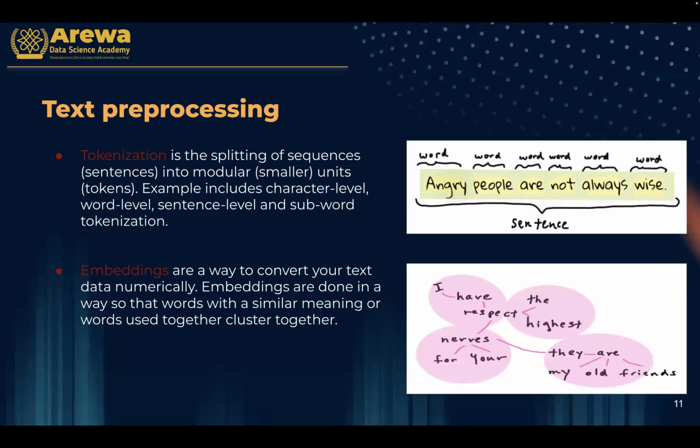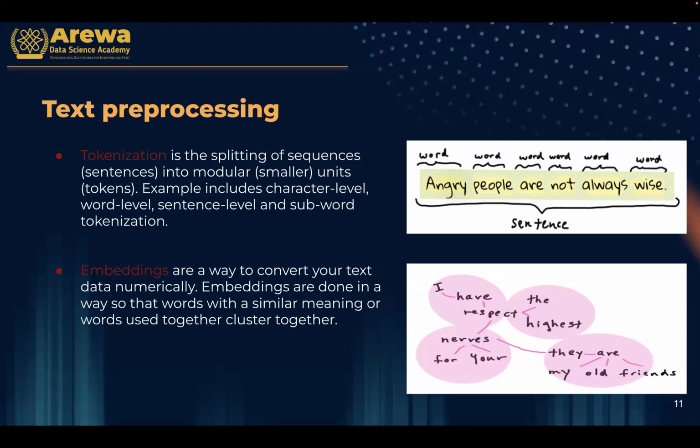So they are done in a way that if we are working with words that have the same or similar meaning, usually you will find their clusters to be together. So if you have, for example, "I have respect" or "they are my old friends," and you plot this in a vector space, you will see words like is, are, and so on appearing in places together.